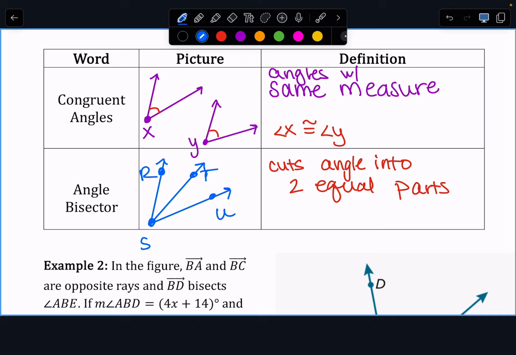So in this picture, if I make these cute little marks here, then I can say that ST bisects angle RSU. Okay.